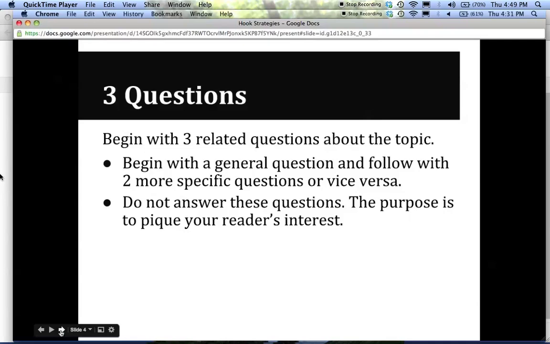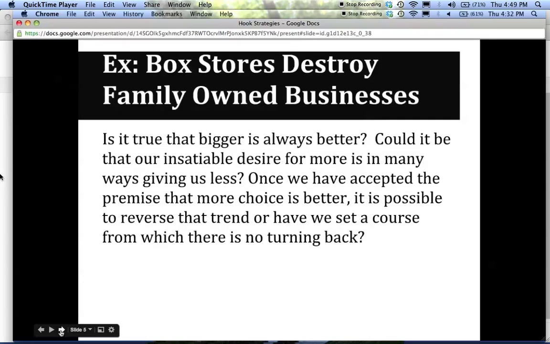ask them in third person instead of second person, that would be great. Because if you're asking them in second person, it's as though you're asking the reader a question, and sometimes that feels very informal. So an example of this would be, this is an essay written about how box stores, like those big superstores, stores like Walmart, are destroying family-owned businesses, smaller businesses that can't really compete price-wise.